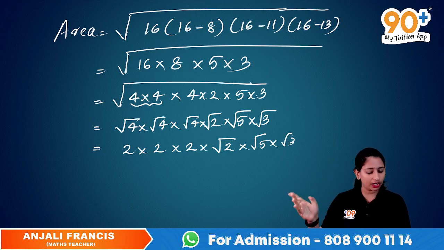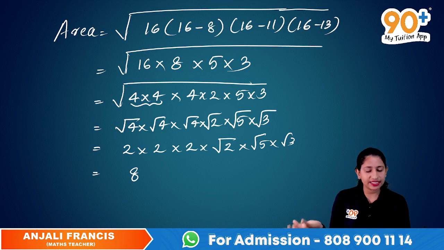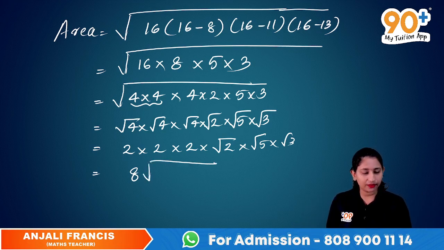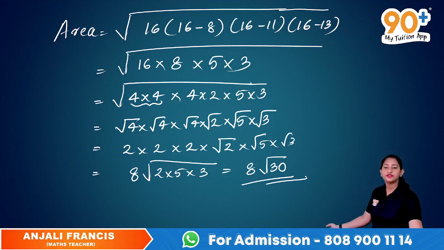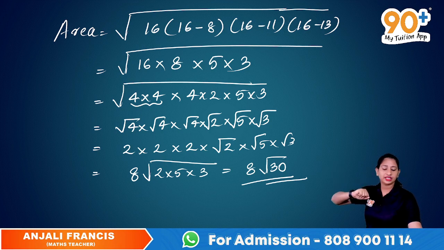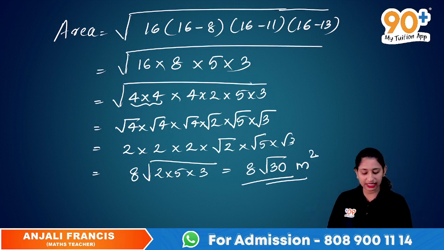ഇതൊന്നും perfect squares അല്ല. So here this will be 2 into 2 4, 4 into 2 8. Then √2 into √5 into √3. We are not simplifying this, നമുക്ക് അത് simplify ചെയ്യാൻ പറ്റില്ല. So here we are putting all the roots in one equation and it will be 2 into 5 into 3. 5 into 3 15 and 15 into 2 30, or 2 into 5 which is equal to 10, 10 into 3 which will be 30. So 8 √30 meter square will be the area of this triangle.